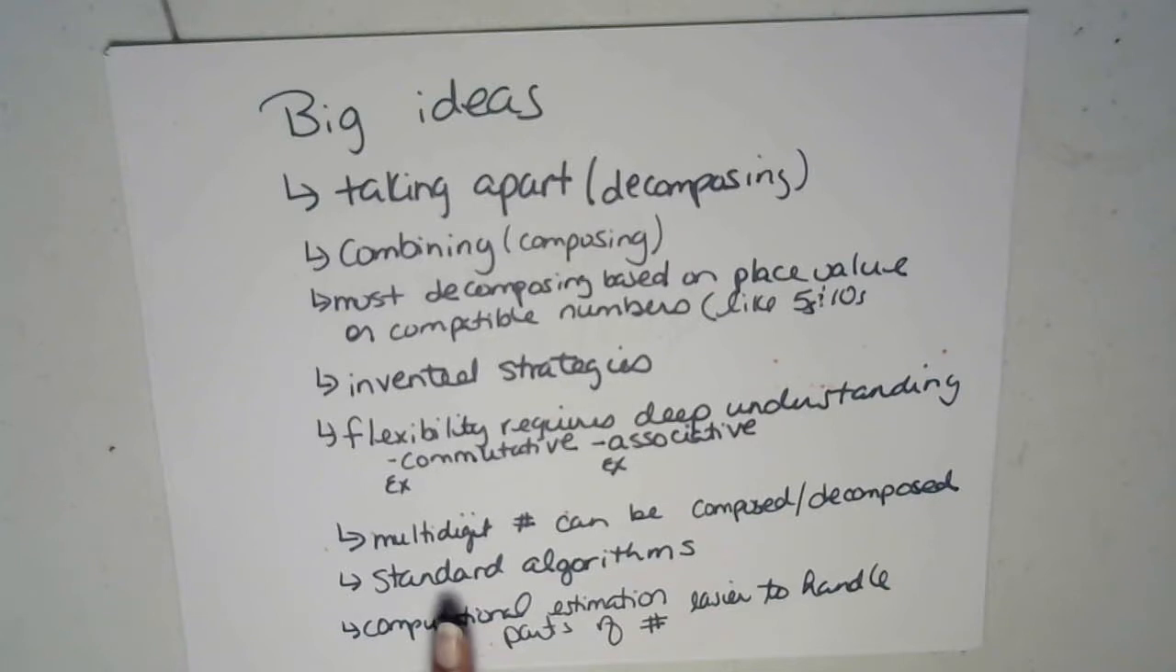We also want them to understand the standard algorithm, but we also want them to use some estimation to handle parts of a number. And we want students who think about what the answer could be, so that when they come up with an answer, it is close to what they've guessed. And that's another skill that we in the classroom have to make sure that we work on.